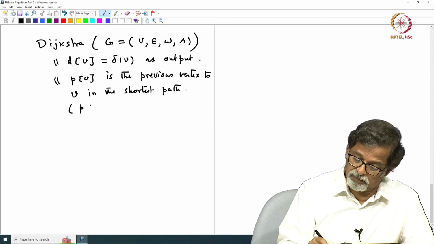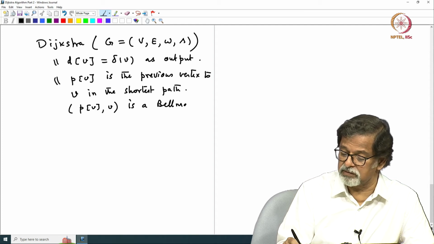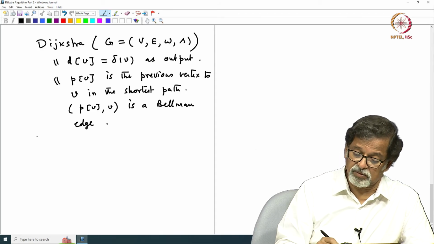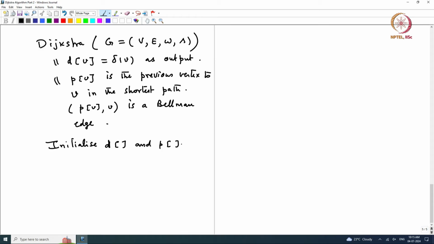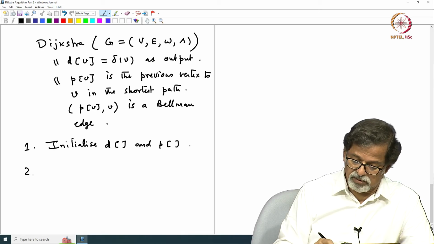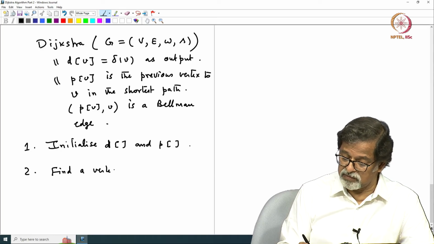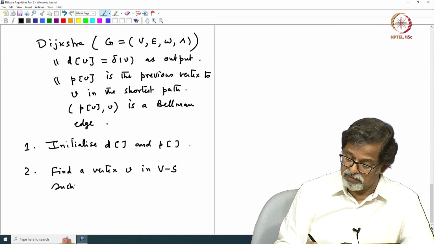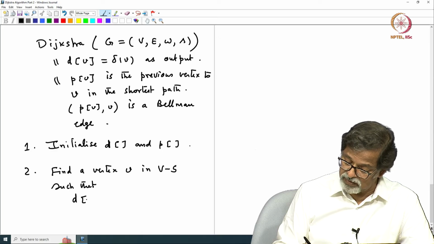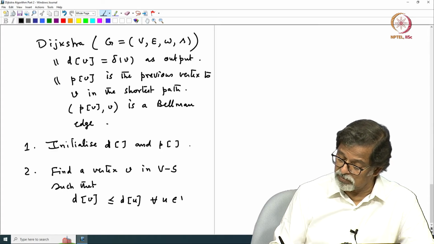In other words, P of V to V is a Bellman edge. Step 1: initialize the D array and P array. We have seen how that is done. Step 2: find a vertex V in V minus S such that D of V is less than or equal to D of U for all U in V minus S.